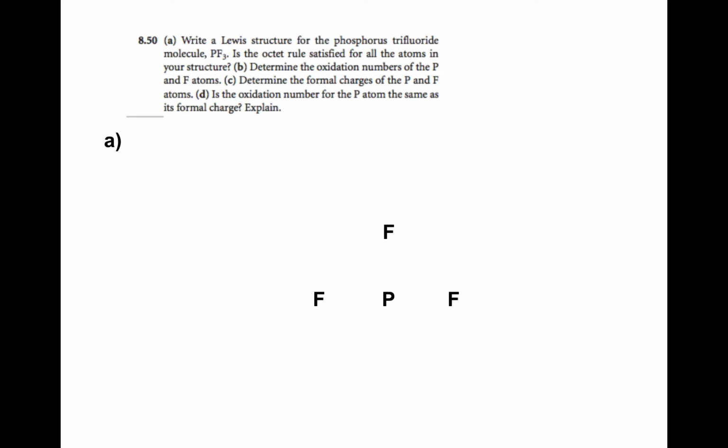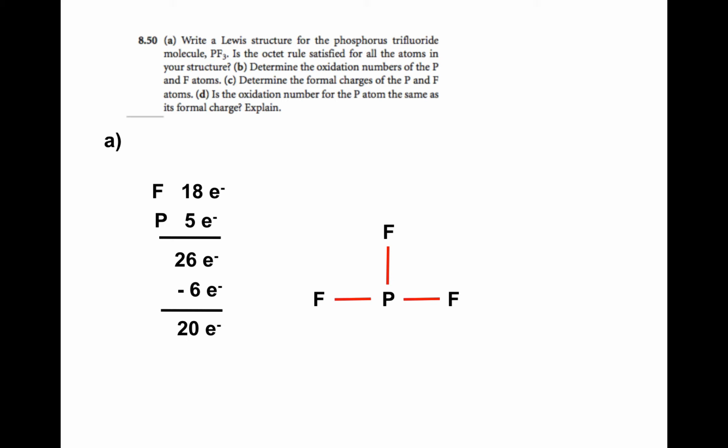All right, write the Lewis dot structure for phosphorus trifluoride. Is the octet rule satisfied for all the atoms in the structure? I guess we'll see. So we count up the electrons: 18 electrons for the fluorines, 5 electrons for the phosphorus. That's 26 electrons to play with. 6 electrons for bonding everything together. That gives me 20 electrons yet to be assigned.